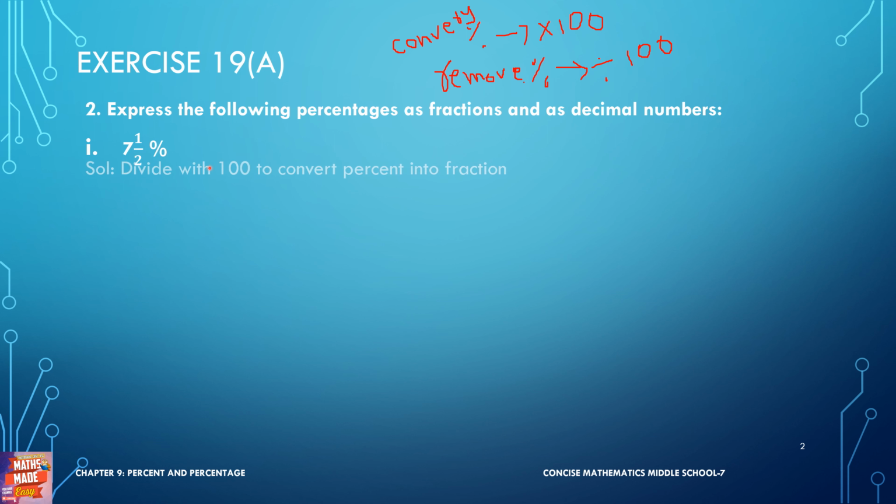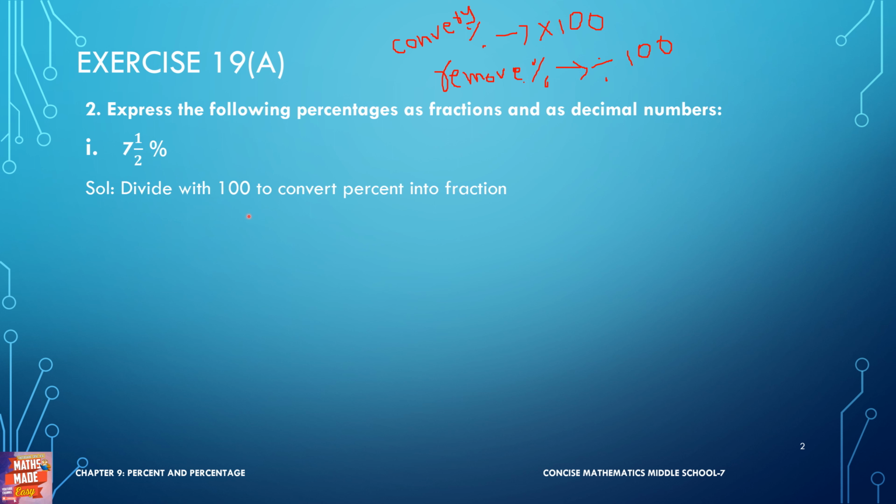So I am going to divide it with 100 since we are going to remove this percentage, right? So this percentage I am going to convert into fraction as well as in decimal number, right? So simply I am just going to divide it. Since it is in mixed fraction, I am going to change it into a normal fraction.